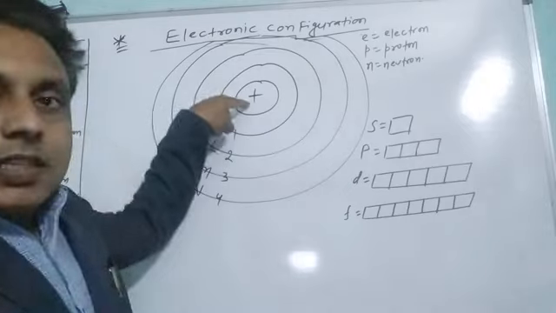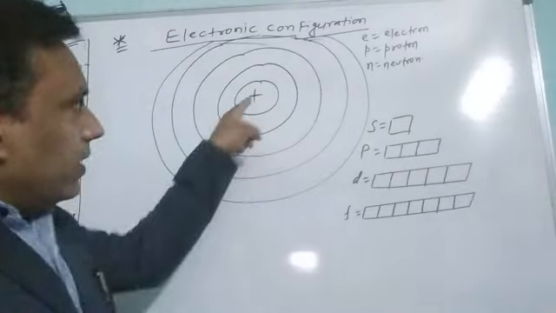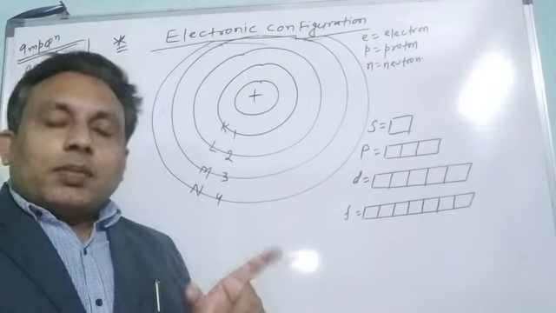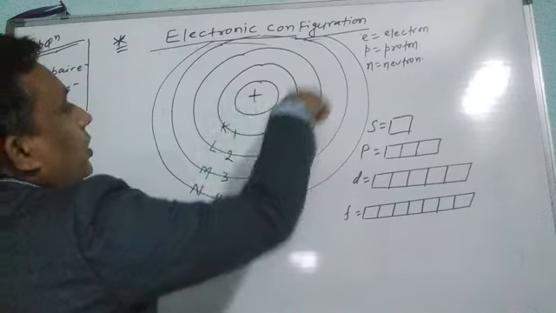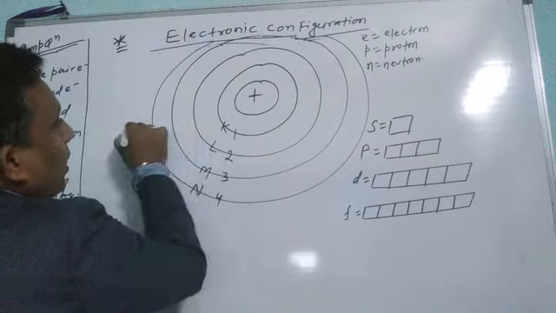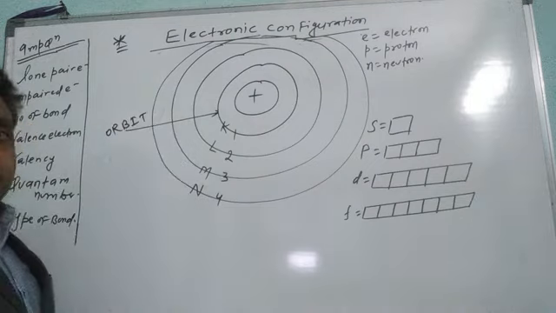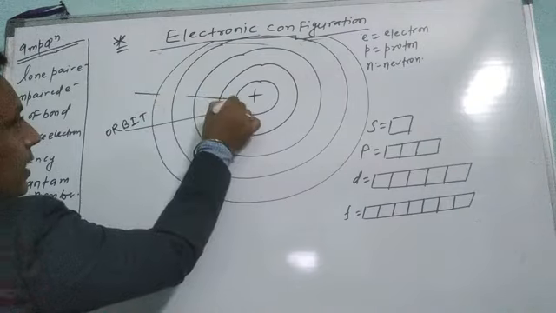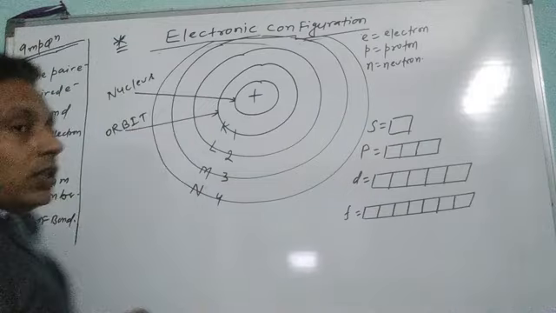This is the nucleus of any atom. Inside the nucleus, neutrons and protons are present, but electrons revolve around the nucleus in circular orbits. That is called an energy level. Orbit is also called energy level. The innermost part is the nucleus.